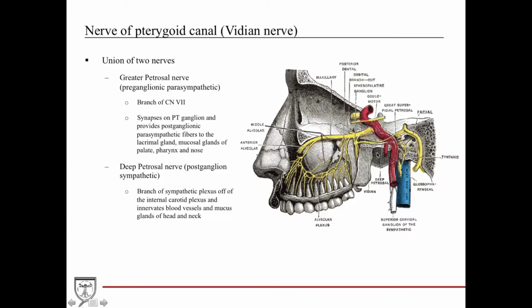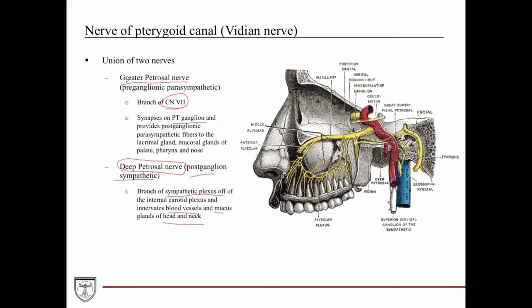So we're going to talk about the nerve of the pterygoid canal, or the vidian nerve, first. This is a union of two different nerves. It's a union of the greater petrosal nerve, which contains preganglionic parasympathetic fibers from cranial nerve 7. Again, it synapses on the PT ganglion for nasal, lacrimal, pharyngeal, mucosal innervation. It also contains fibers from the deep petrosal nerve, which is the postganglionic sympathetic. So this contains innervation from the sympathetic plexus, providing innervation to the blood vessels and the mucus glands of the head and neck, doing sympathetic functions to the deep face.